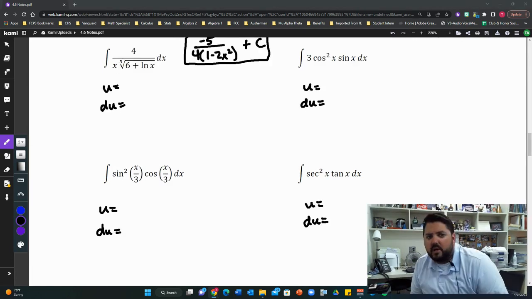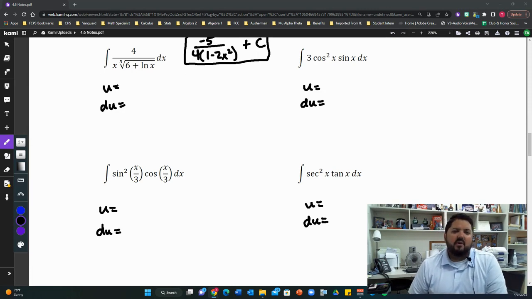All right, our next one. This one looks pretty scary. But again, the hardest part, or really the most important part, is figuring out that inside. Once you get that part going, it will make the rest of it a lot easier, okay? So that's always step one.